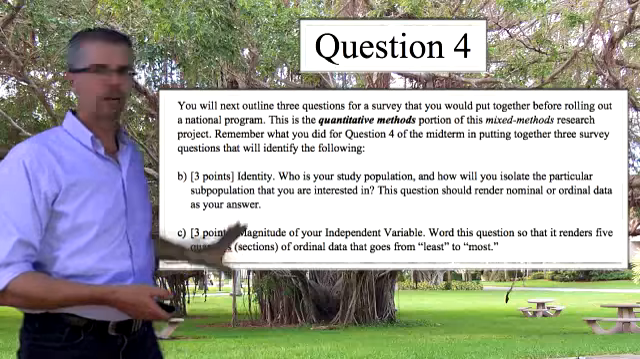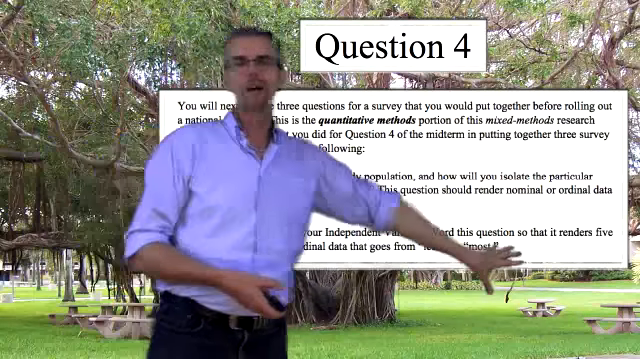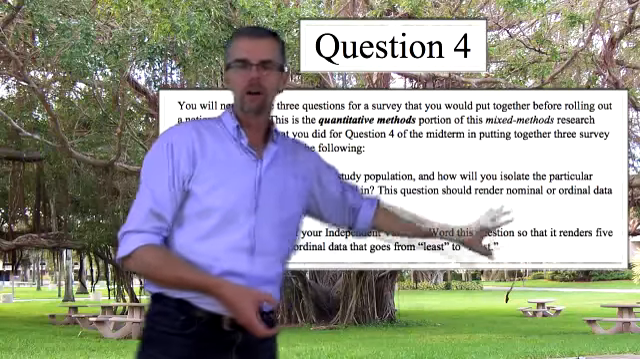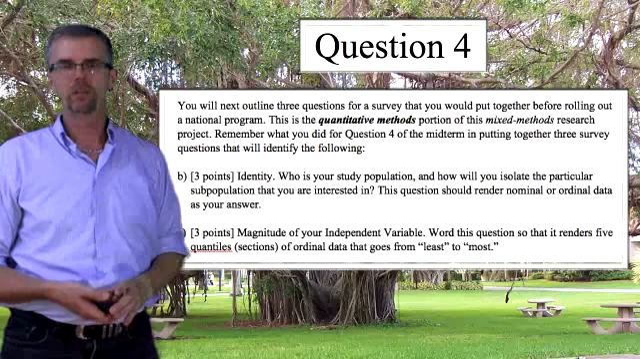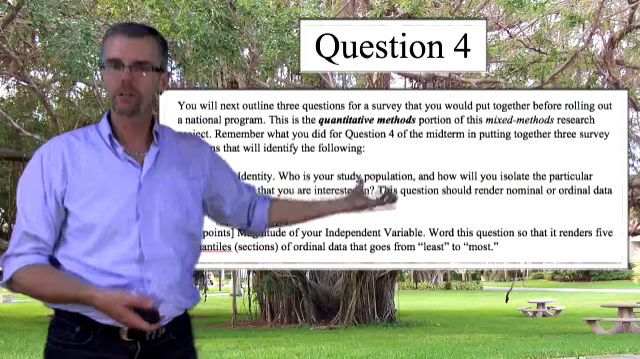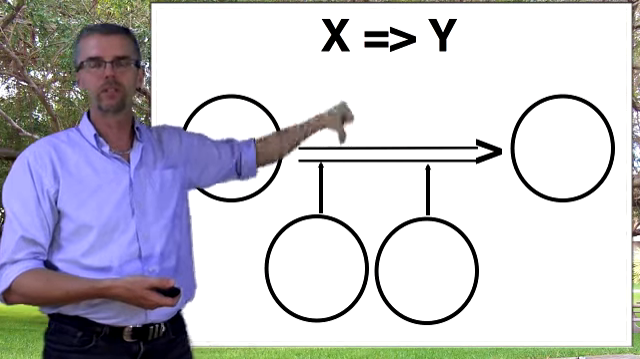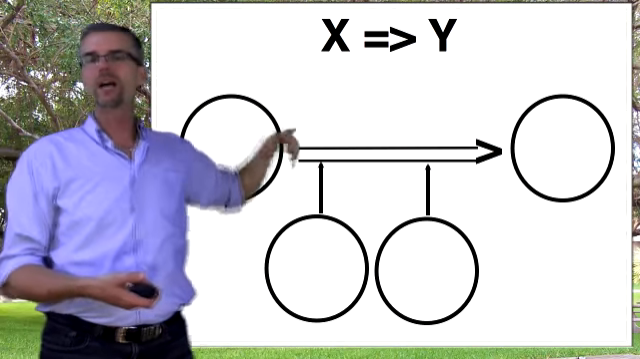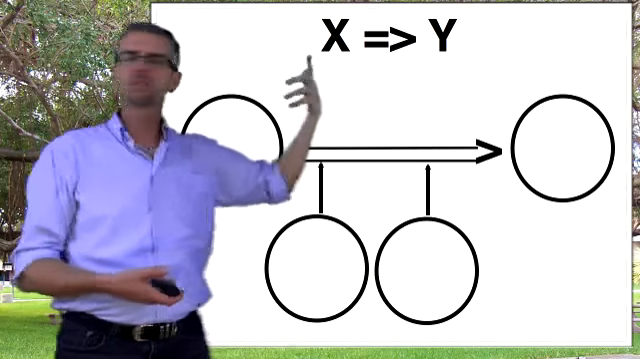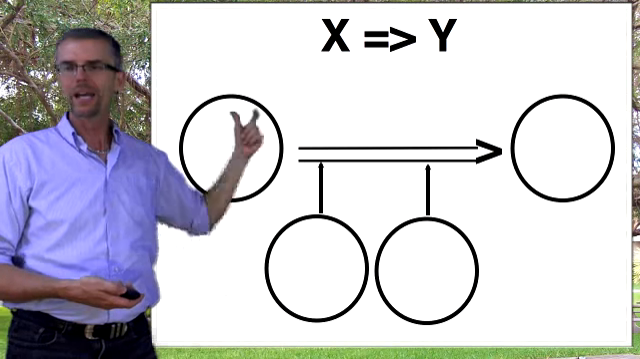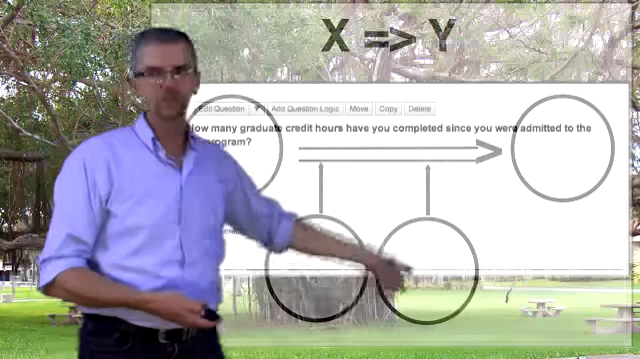Part number C, I want you to ask a question that gives me an idea about magnitude of the independent variable. Okay? The independent variable, remember, was peer pressure. Either positive peer pressure or negative peer pressure. How susceptible are you to peer pressure? Give me something about magnitude, and it has to go from least to most.